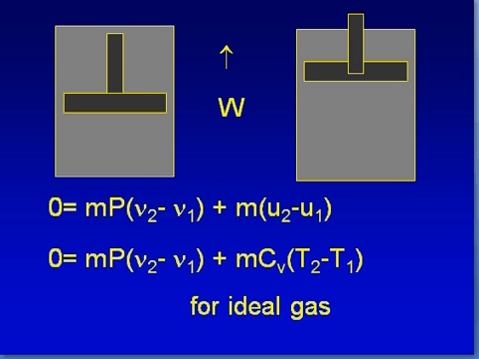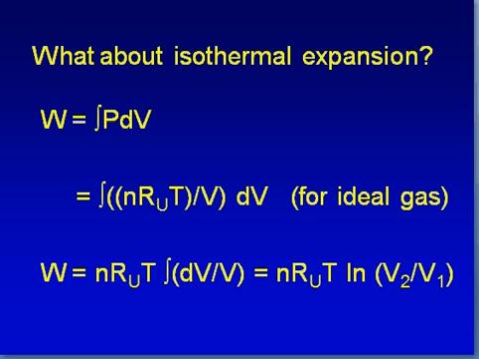Now if we look at isothermal expansion, the temperature is staying constant. Iso means same, and isothermal would be same temperature. So here we have the work is equal to the integral of P dV, work out of the system. And now to integrate P with respect to V, we have to have P in terms of V. So what I do here is substitute P is equal to nRT over V.